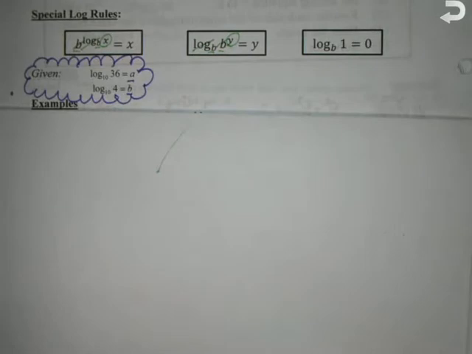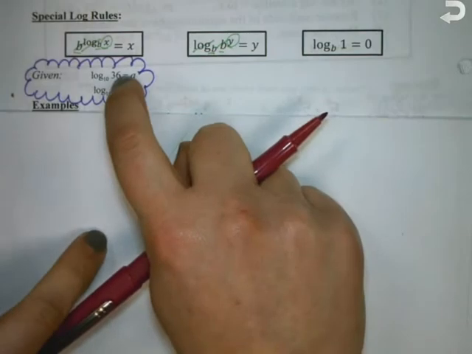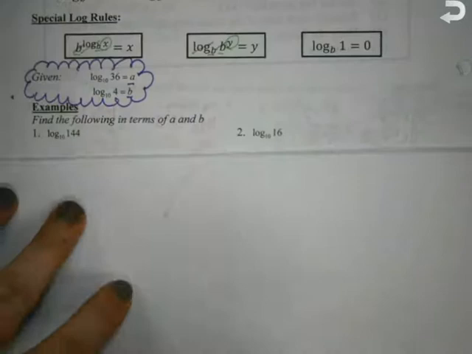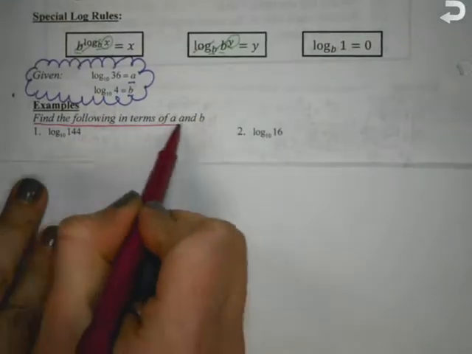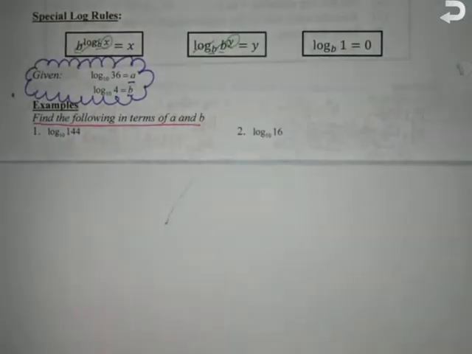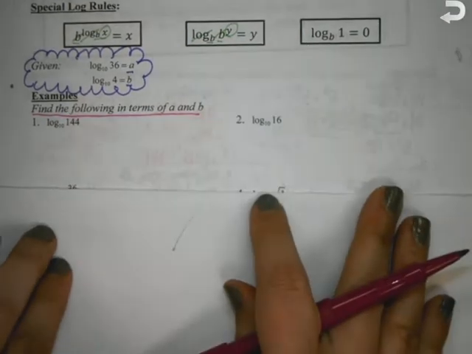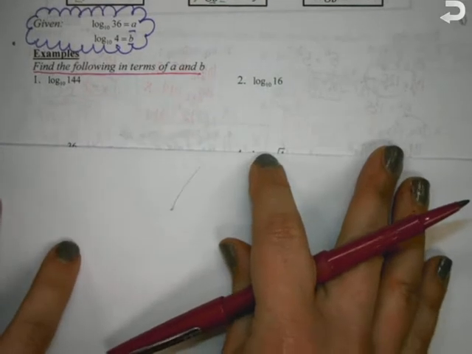So our goal for these next 6 examples is we want to write all of our logs using log base 10 of 36 and log base 10 of 4, because our instructions are to find the following in terms of A and B. So we want our answer only to be in terms of A and B. Okay? So what we need to ask ourselves for the next examples is how can I rewrite it in terms of 36 or 4? And it can be any combination of those two.